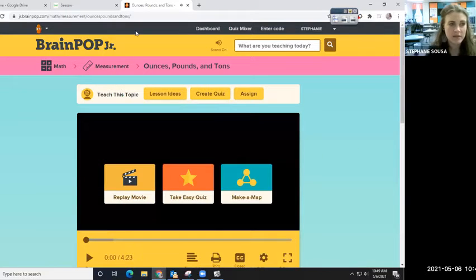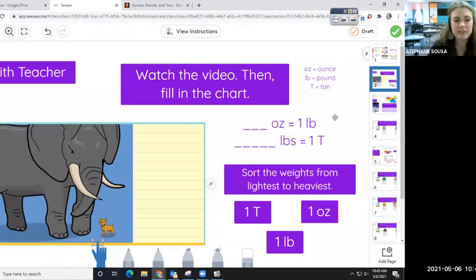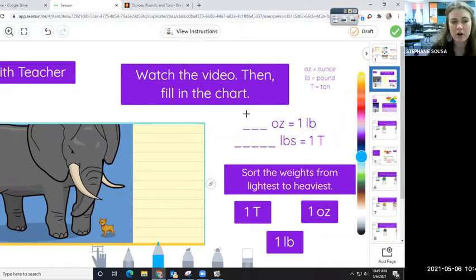All right, let's take a look. That video just told us that there are 16 ounces in 1 pound. Go ahead and write that down. This isn't really anything you can discover or figure out. It's just something that is. It is a memorized fact, okay? 16 ounces are in 1 pound.